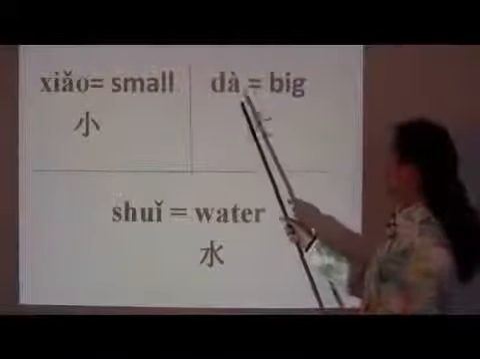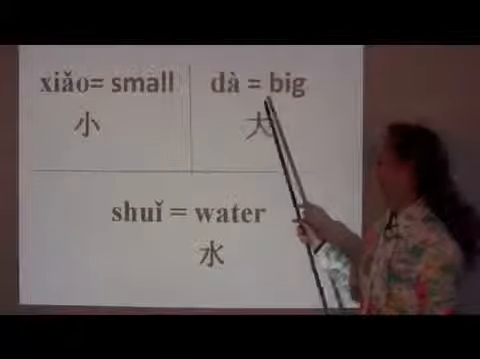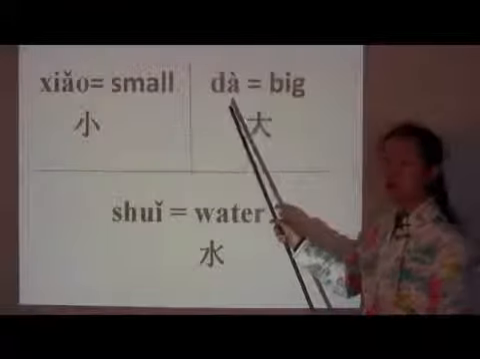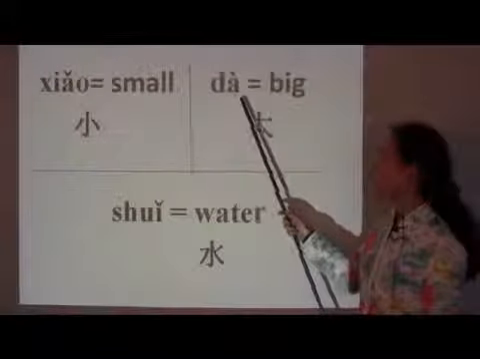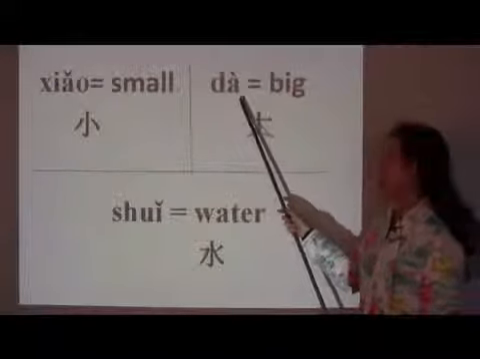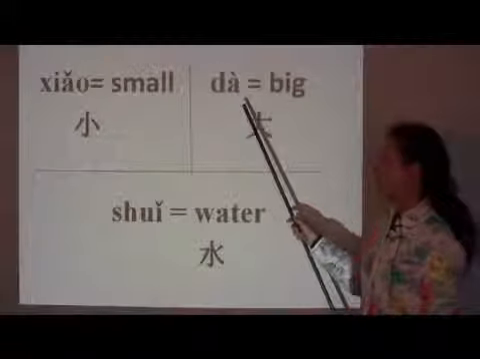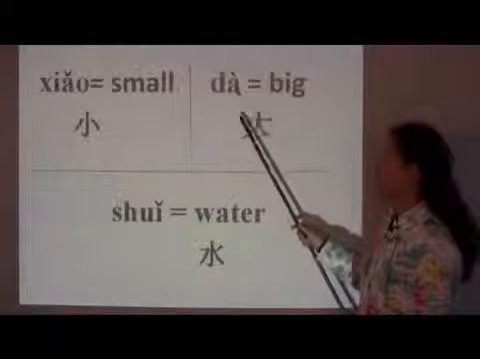And then we have dà, which is big. In dà, you have a consonant and a vowel. You never put the accent on the consonant, and since there's only 1 vowel, that's an easy one. You just put it on the A. D, a, dà. And it's the 4th one, so make it sharp.